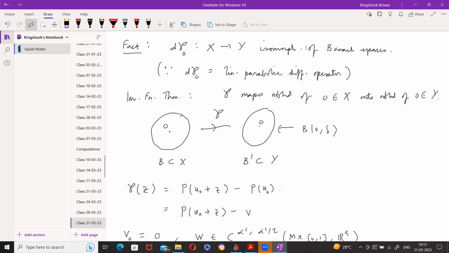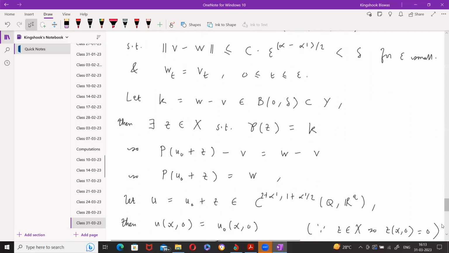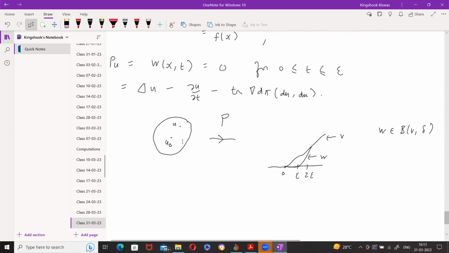Any questions before we stop? Any questions? No, sir. Okay. So if you want to remember the proof in one line, just remember this picture. That's enough. Just remember this picture, and that will tell you. So I'll just write it here. P of U naught is V. And then you perturb V to W so that you get a U, so that P of U is W. That's all we're doing here.